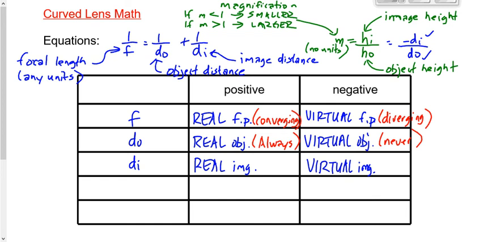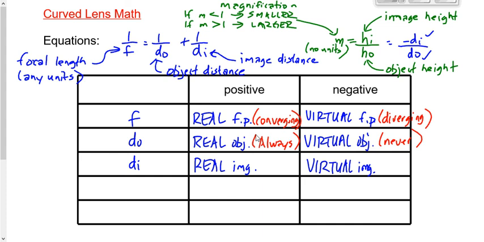If you're doing a two-lens system like a microscope with an objective lens and an ocular lens, the image from one of the lenses becomes the object for the second lens, and it's possible for that object for the second lens to be a virtual object and therefore a negative DO. But we don't have to deal with two-lens systems, so we're never going to have to see that in Physics 30. But do understand that if you take a physics course next year, you might see a situation where there's a negative DO or a virtual object.